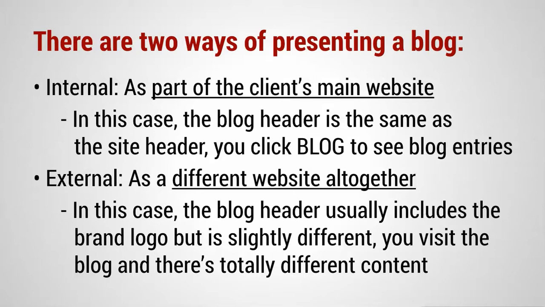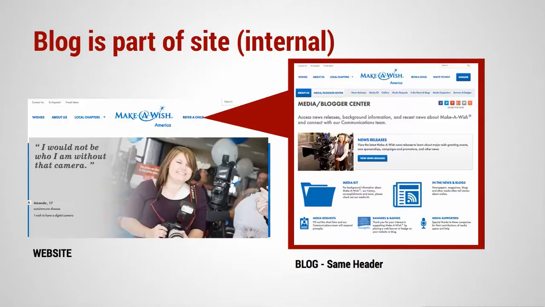The second way of presenting a blog is an external blog, and this is when the blog is a different website altogether. So in this case, the blog header usually includes the brand logo, but it's usually slightly different from the website header. And when you visit the blog, you're going to a completely different site with totally different content. So let's look at some examples.